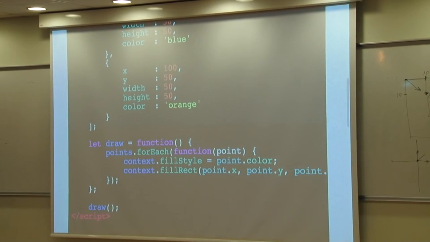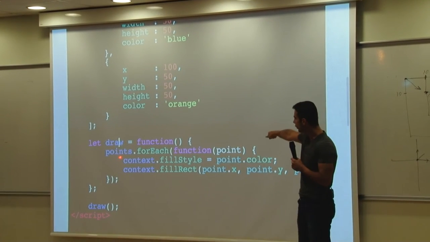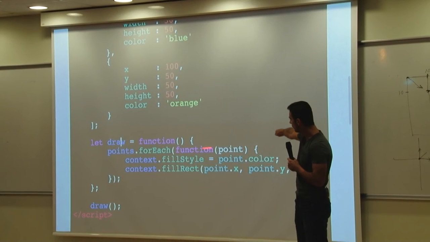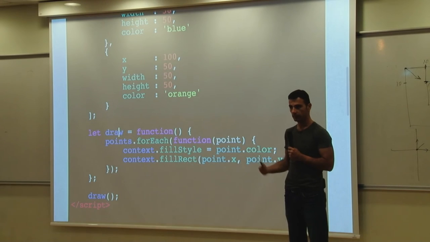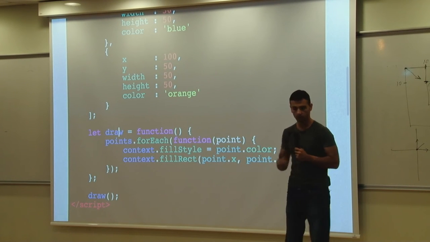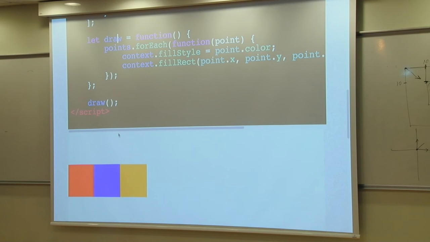And I have a draw function that I call. What the draw function does is it iterates over all the points, and for each point, draws a rectangle. Clear? Okay. So the output of that is that.